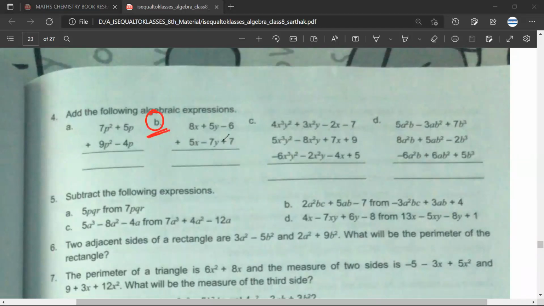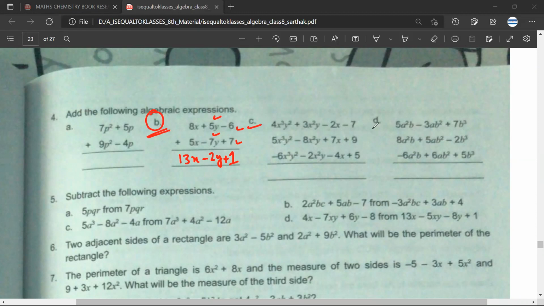We'll subtract 7 and 6, so it will be 1, and then we'll subtract 5y and 7y, so that will be minus 2, and 8x plus 5x is 13x. Okay, great. C part.